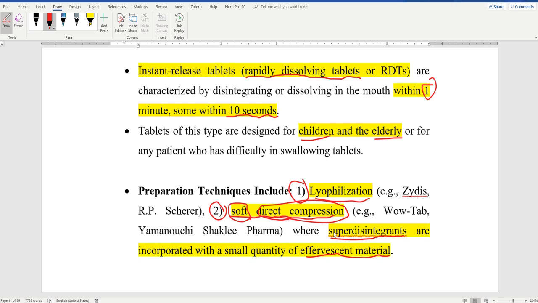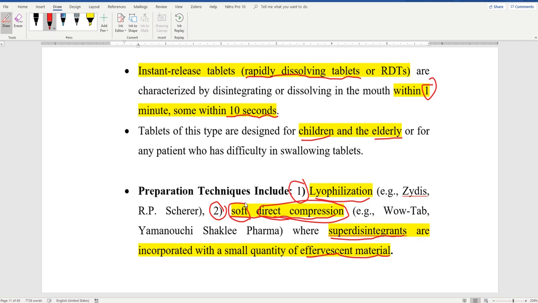Now it's very well known that direct compression will result in tablets that dissolve quickly. Okay? That's why we are using the direct compression approach. Now soft, what do you mean by soft? Soft means that you do not apply the normal compression force. You apply a soft force. That means the pressure you apply to make the tablet is low.